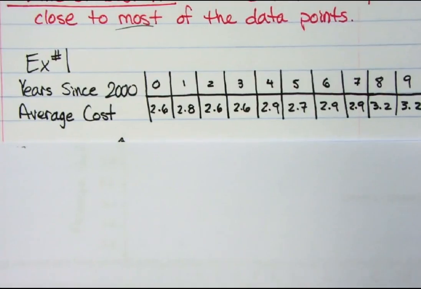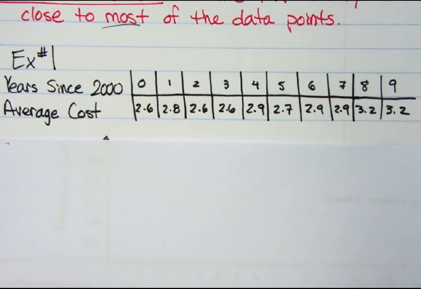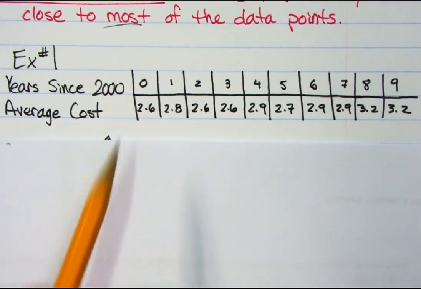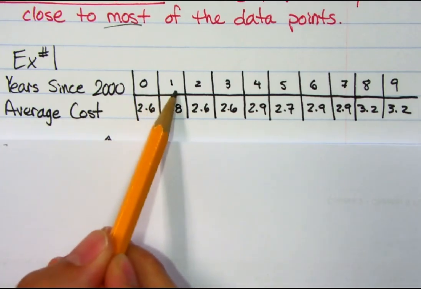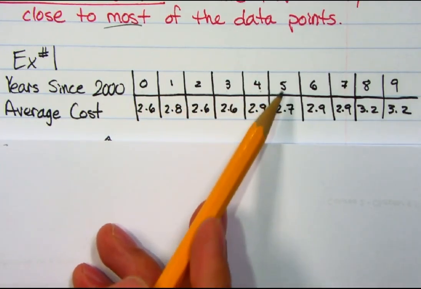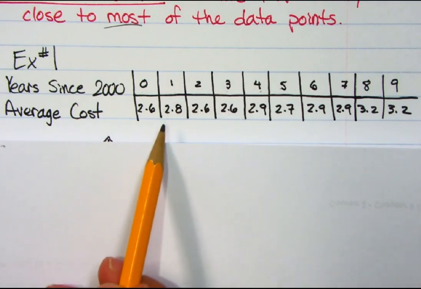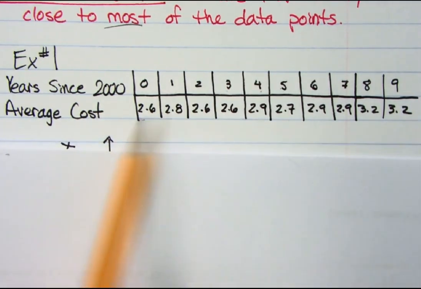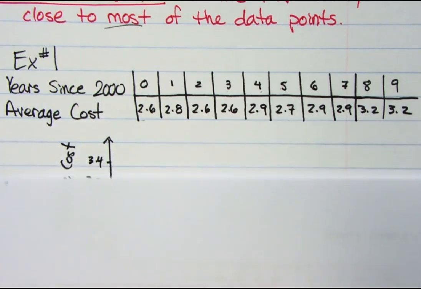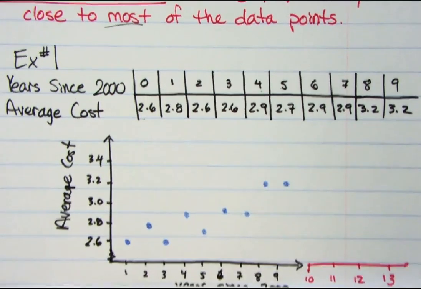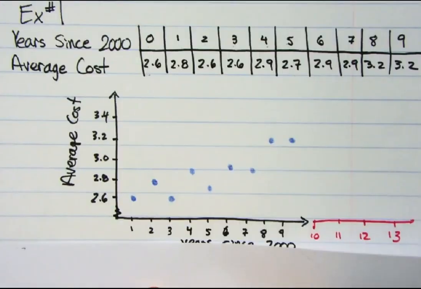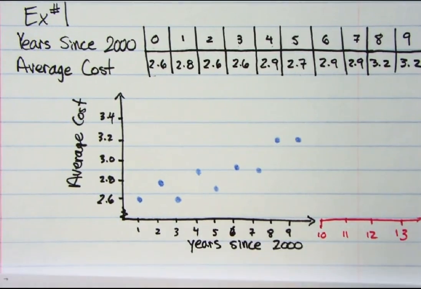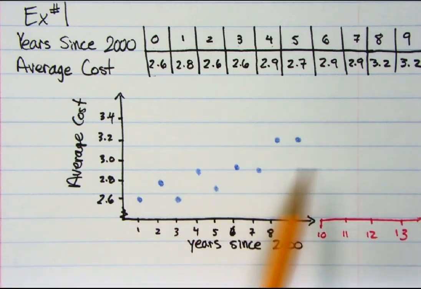Years since 2000 and average cost of something. This would be the year 2000, 2001, 2002, 2003, 2004, 2005, and so on. And these are the different costs of some product: $2.60, $2.80, and so on. So what I did here is I created my graph. You notice I have data all the way up to 2009, and this is the information that I plotted.